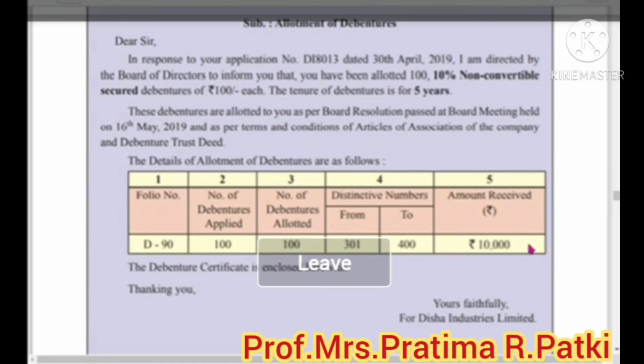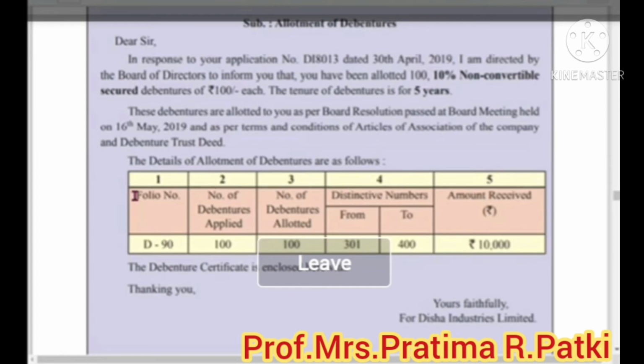Since it is 100 debentures of 100 each, 100 into 100 you get this amount. Yes, 10,000. How does this 10,000 come? Because one debenture is of 100 each. This information is given here. Your debenture is 100 each. How many debentures did you get? 100. So 100 into 100, the amount received is 10,000. Now, technically, whatever information you put in the first paragraph or the second paragraph, only that you need to show in a tabular way.